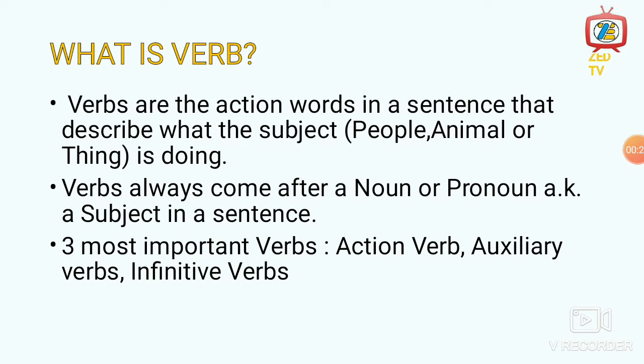Today we are going to learn about verb. What is verb? Verbs are the action word in a sentence that describe what the subject, such as people, animal or thing, is doing. Verb always come after a noun or pronoun, also known as subject in the sentence. There are three most important verbs: action verb, auxiliary verb and infinitive verb. These verbs are considered important because they are frequently used in sentences that we construct every day.